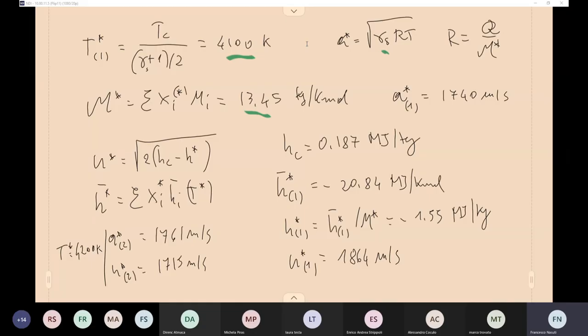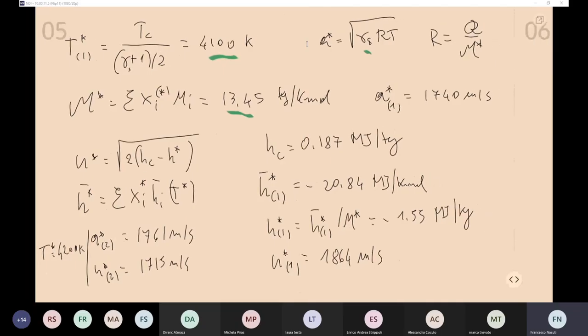So the critical value will be in between. You can make a linear interpolation expression for the two quantities, and if you do this, you obtain this final value of temperature, of velocity and speed of sound. Okay, we stop here up to 110, and then we continue.